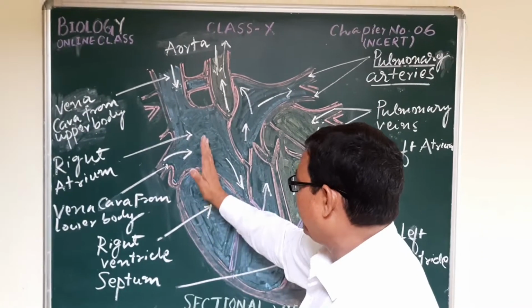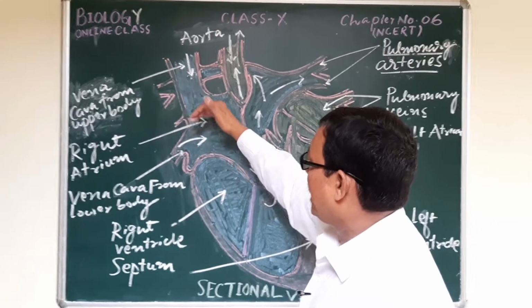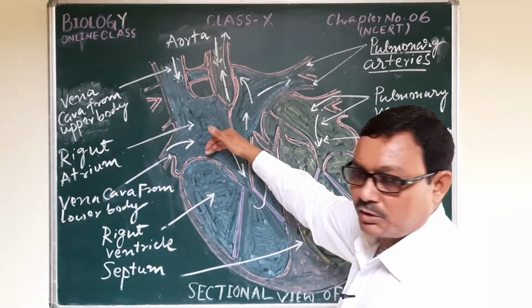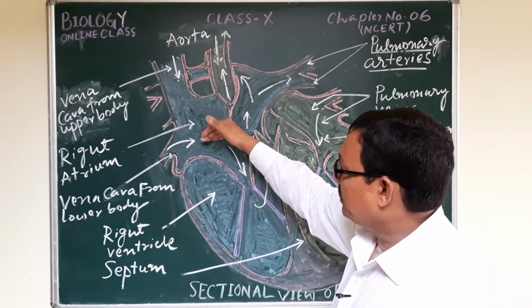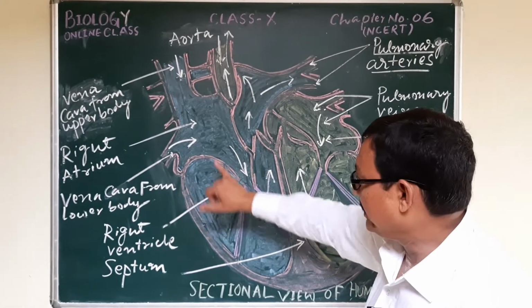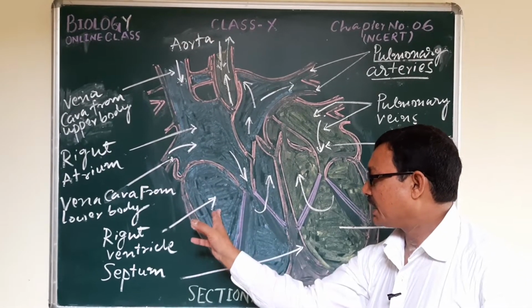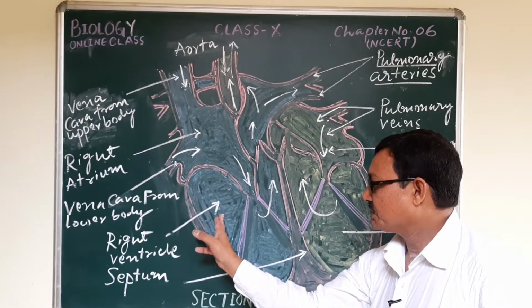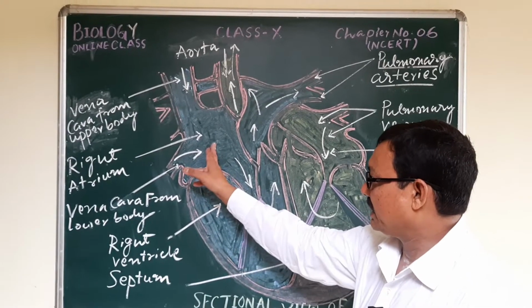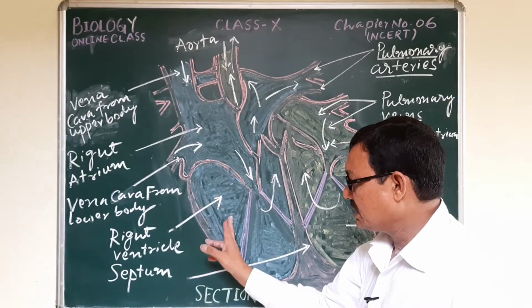It has already come here, and from this, where will it go? It will go to the right ventricle. From the right auricle, it will go to the right ventricle.